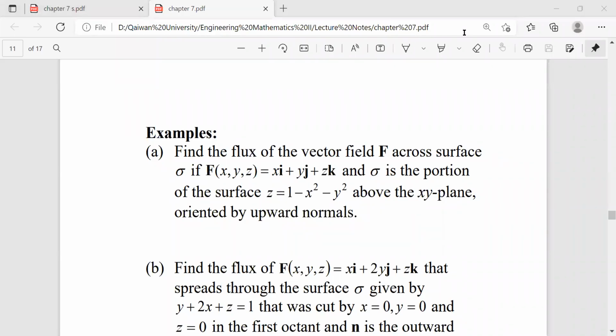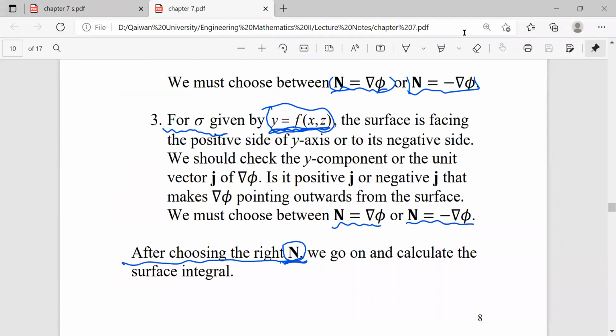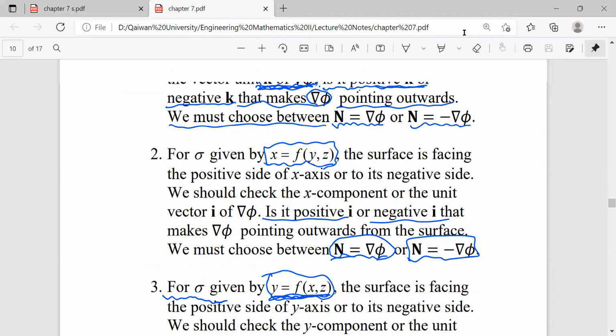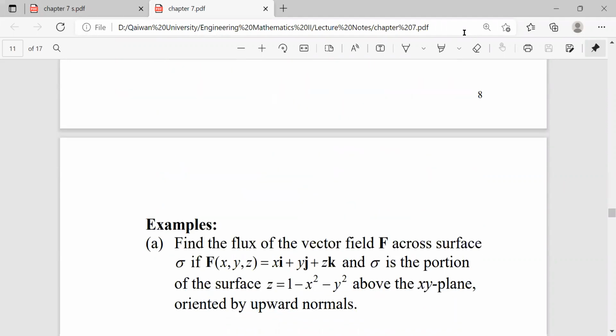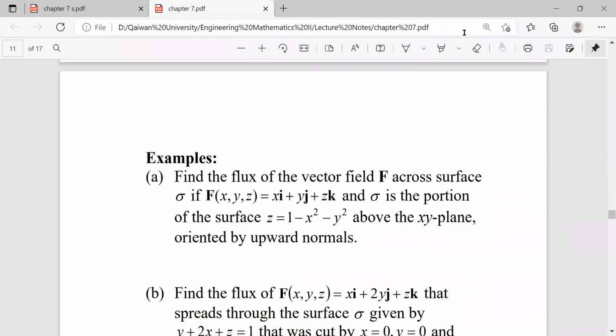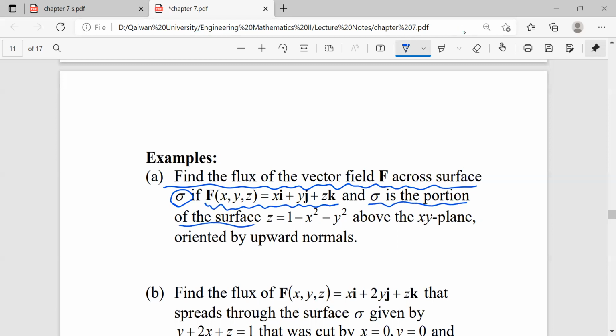In the previous lecture, we talked about how to find the surface integral and also how to find the flux for a given vector field. We now have some examples. We have two examples about finding the flux for a vector field over a surface. In the first one, it says find the flux of the vector field F across the surface sigma. Sigma is the surface. This is the vector field, and sigma is given by this.